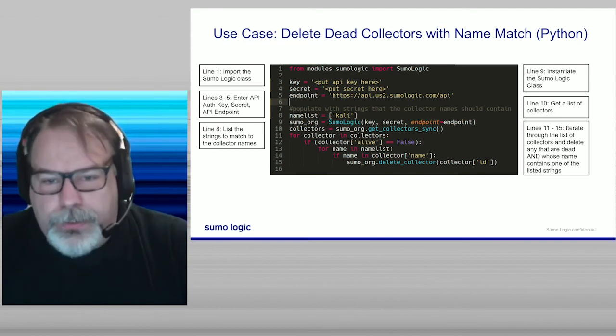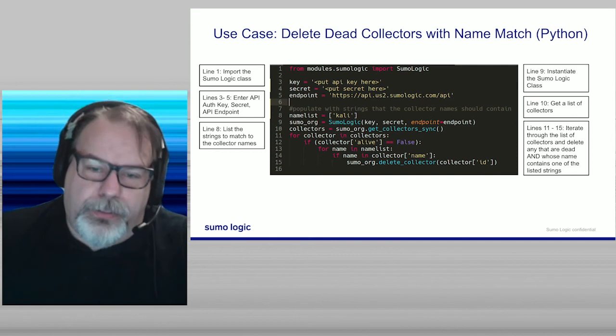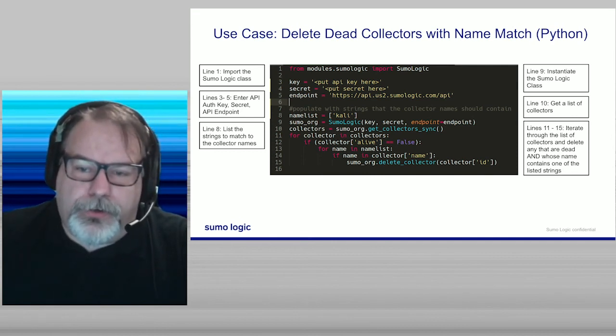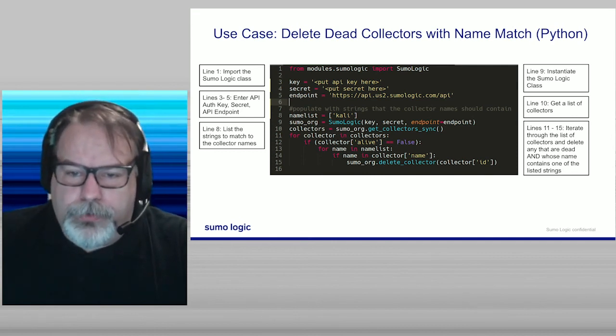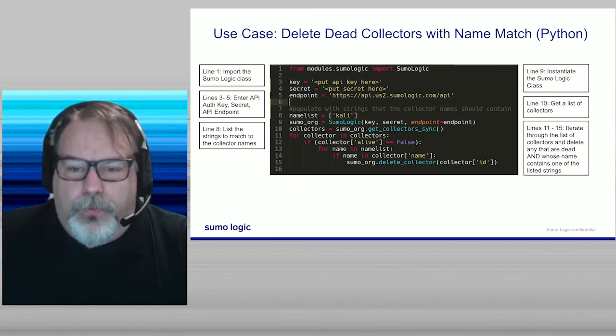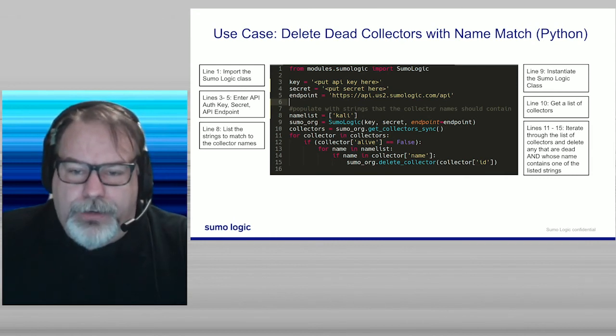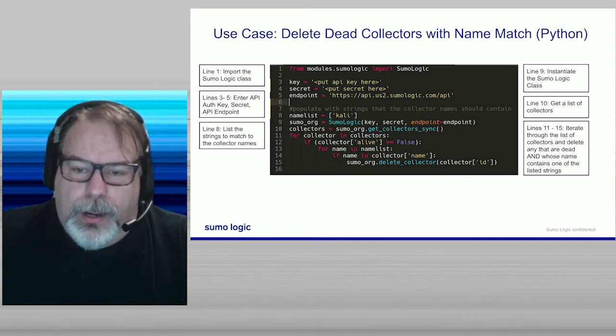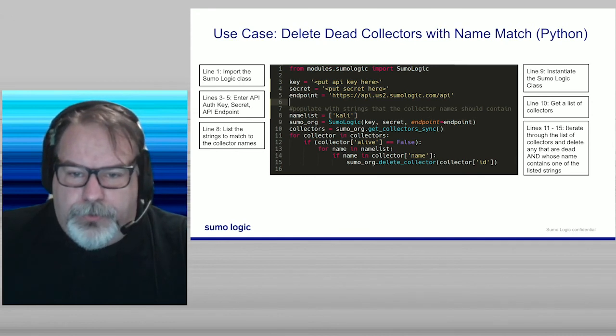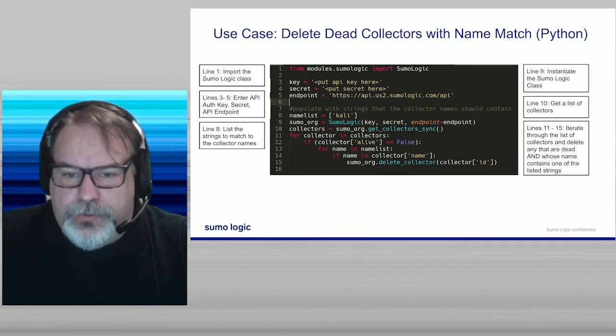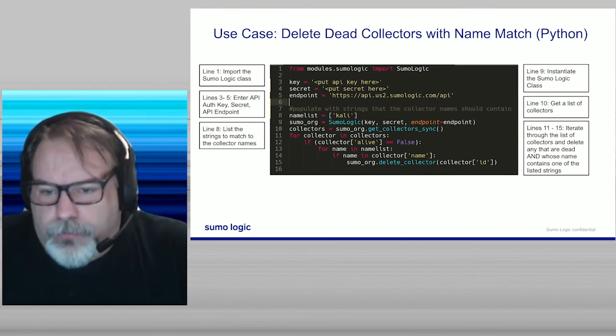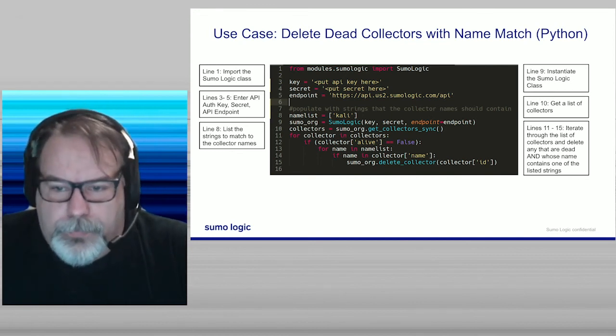Once we have our list of collectors, we're going to iterate through them and look for all of the collectors that are dead, so not alive. And then we're looking to match the name of the collector with this substring. So basically, if the string is in the name of the collector, and it's dead and it matches, then delete that collector. And that's it. That'll go through and delete as many collectors as you want.